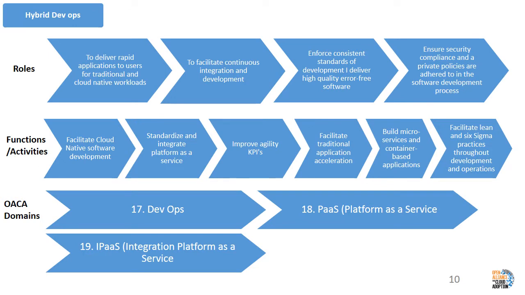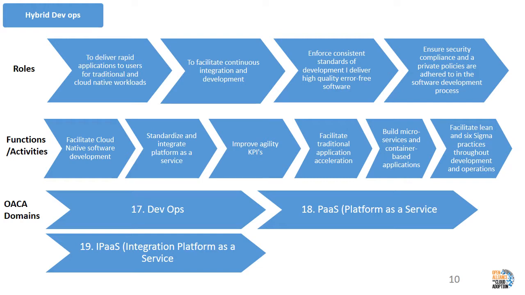Hybrid DevOps. The role of hybrid DevOps is, first, to deliver rapid applications to users for traditional and cloud-native workloads. Second, to facilitate continuous integration and development. Third, enforce consistent standards of software development across the enterprise. And fourth, ensure compliance to security and privacy policies within the enterprise.